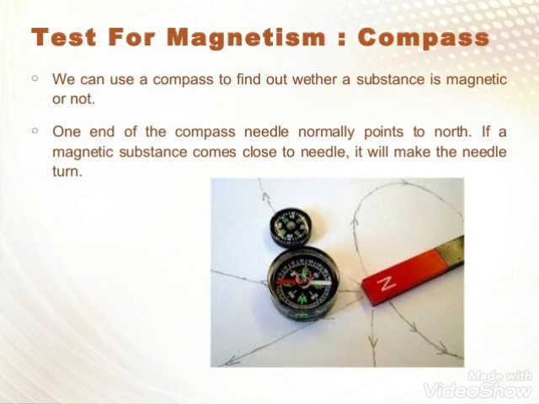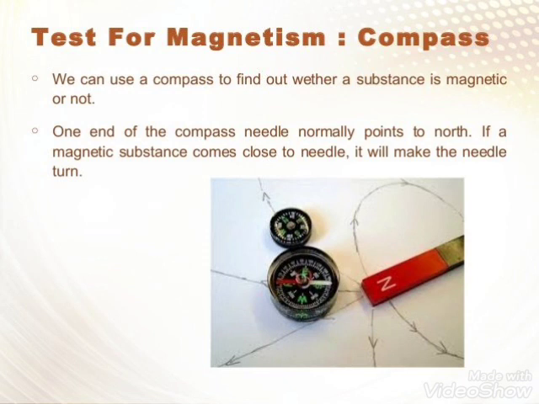If it is a magnetic substance, what will happen? It will make the needle turn. The needle will turn towards the substance. And if the needle turns towards the substance, it means that substance is magnetic in nature. And if the needle doesn't turn towards the substance, it means the substance is non-magnetic. We can't call it a magnetic substance.